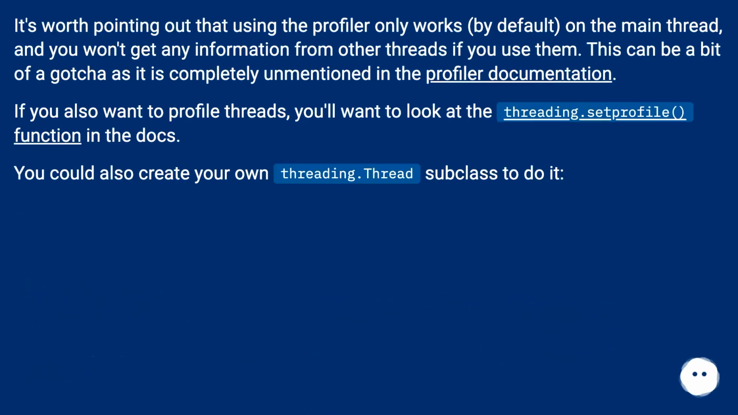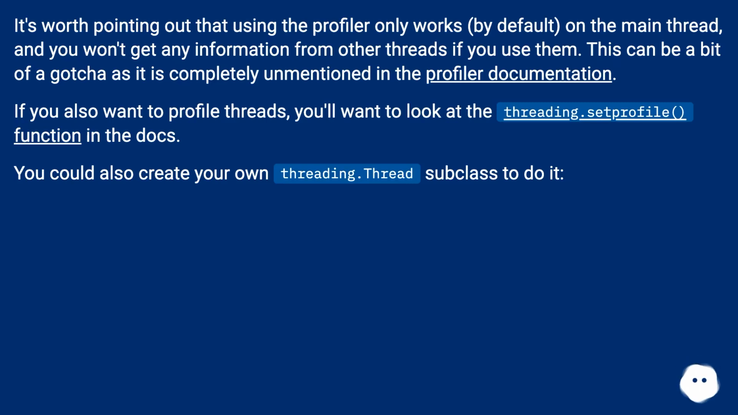It's worth pointing out that using the profiler only works, by default, on the main thread, and you won't get any information from other threads if you use them. This can be a bit of a gotcha, as it is completely unmentioned in the profiler documentation. If you also want to profile threads, you'll want to look at the threading.setprofile function in the docs.